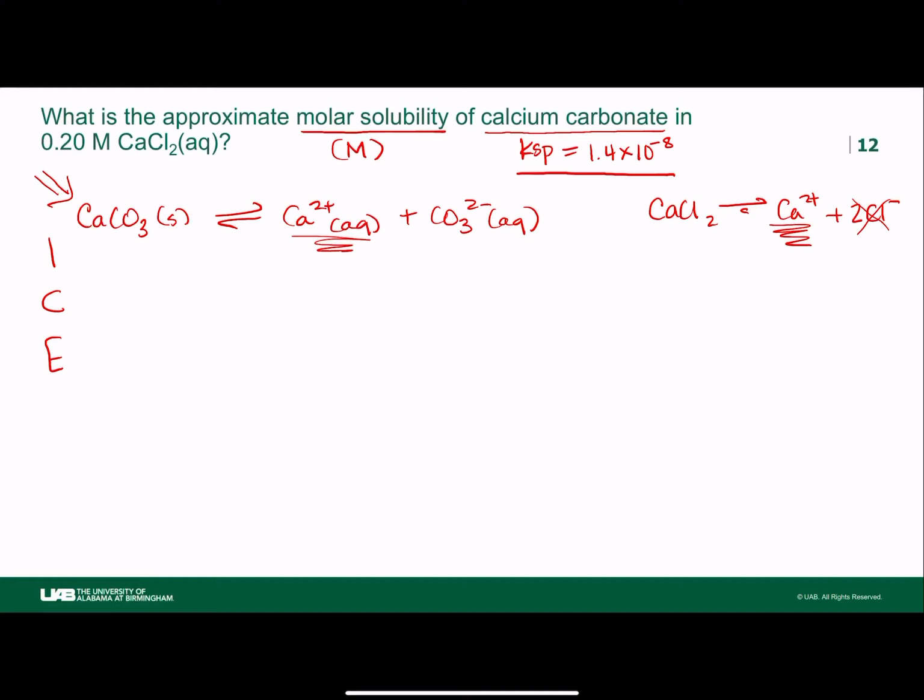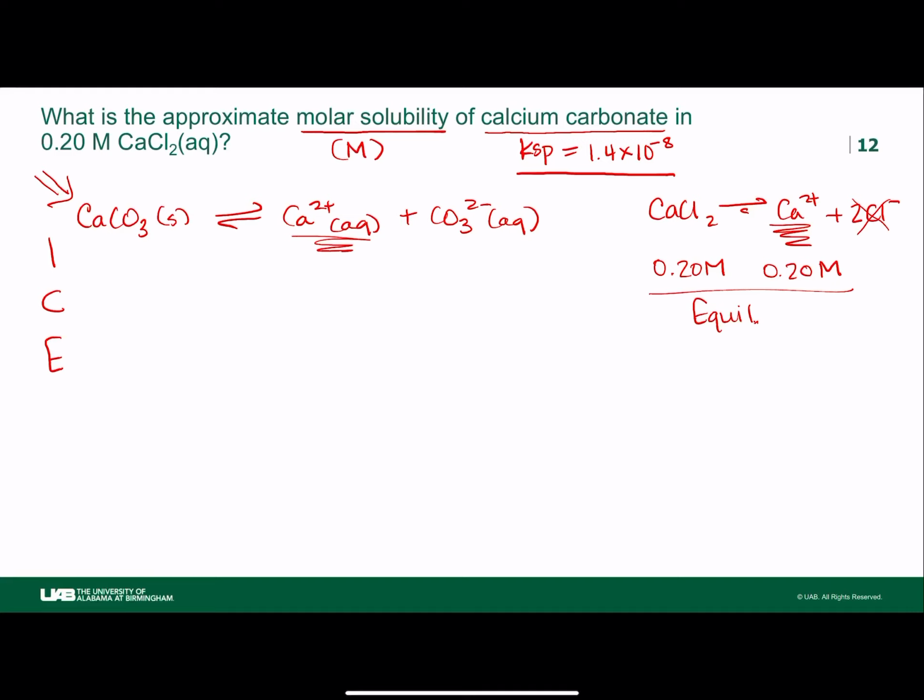Now, to figure out the calcium from the calcium chloride, that's relatively simple. Since it's a strong electrolyte, it's going to dissociate in solution. And since it's a 1-to-1 ratio, whatever the concentration of the calcium chloride was will be the same as the concentration of the calcium itself. I'm going to need this in a minute when I get to the equilibrium line of my ICE table.